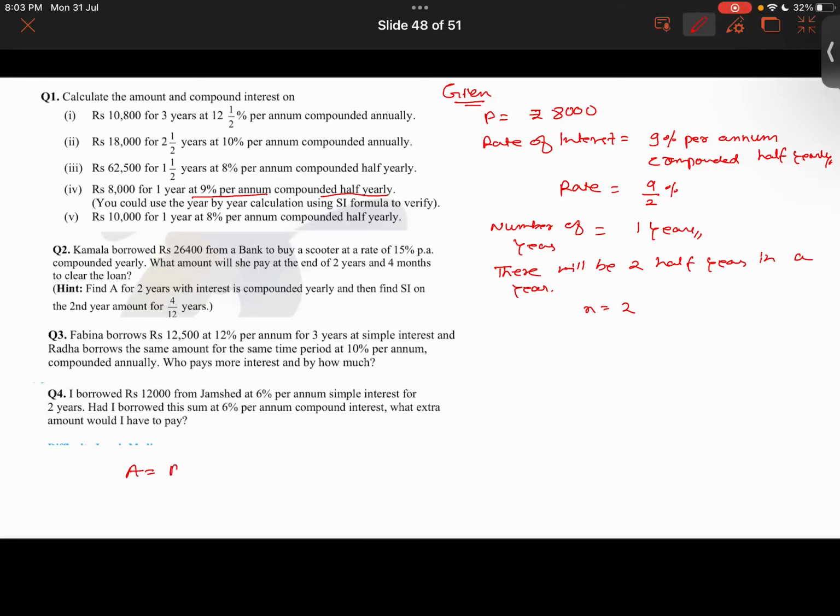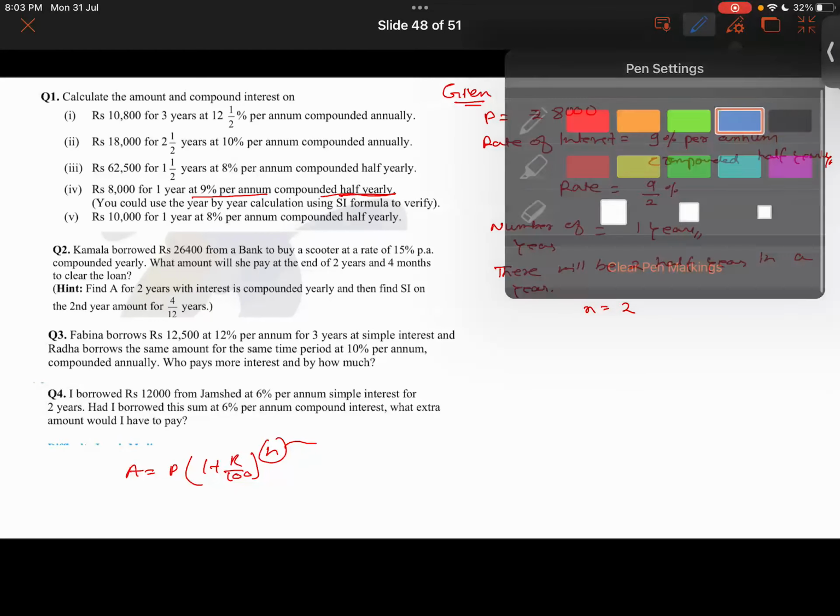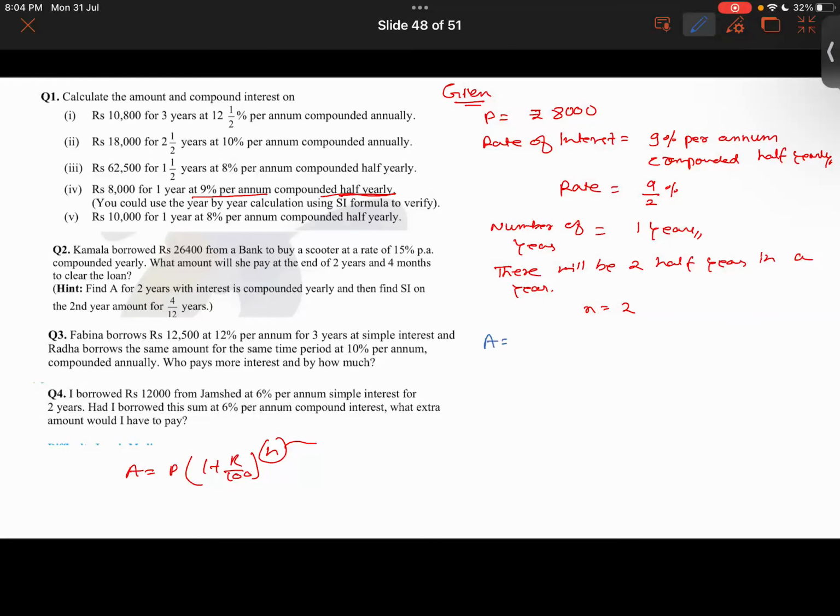Remember the formula, amount equals P into 1 plus R upon 100 raised to the power n. So what about this n? That has to be taken as 2 here, because the interest is being calculated half yearly, and in a year there are 2 half years, so hence n here is 2. Now, should we come to the solution? So the amount is going to be P into 1 plus R upon 100 raised to the power n, that is 8,000 multiplied by 1 plus 9 upon 2 upon 100, or simply 9 upon 200, isn't it? Yes, sir. So I'm writing it directly here, raised to the power 2.